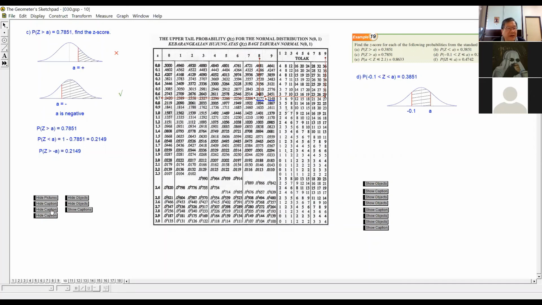So the answer is 0.789. Now you tell me, want to put a negative sign in front of this number or no need? We have found out that this tick here shows that A is negative. So after you found the value of A, you have to put a negative sign in front, right? Next question.